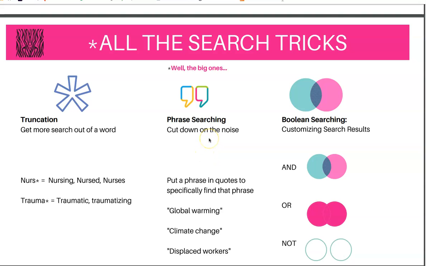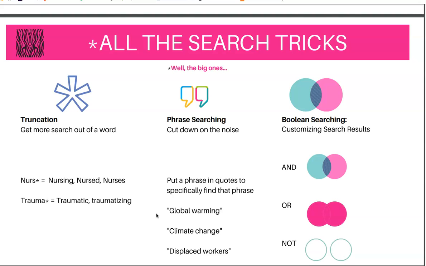Now, phrase searching helps you cut down on that noise. So you don't want an article that has global in the first paragraph and warming in the second. You want them together. So for those items, put them inside of quotation marks. It's going to clean up your search so you can find things that are more specifically about what you're looking for.